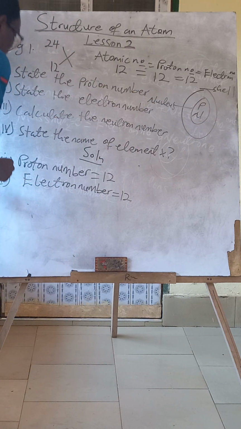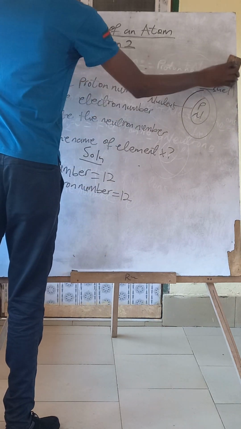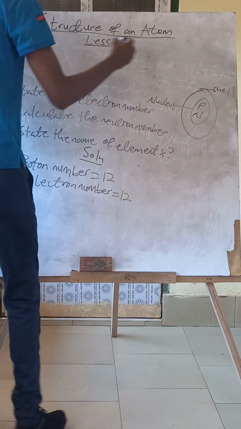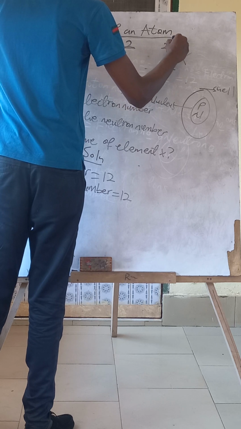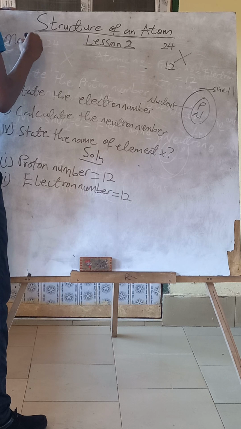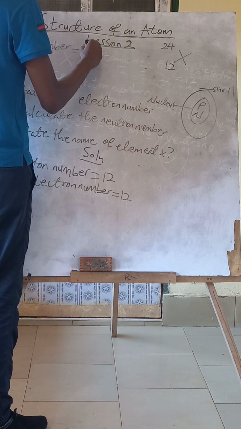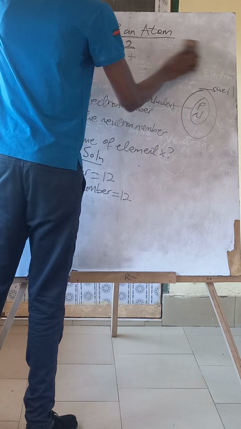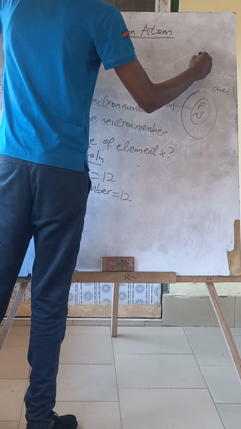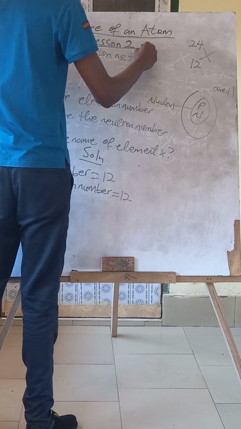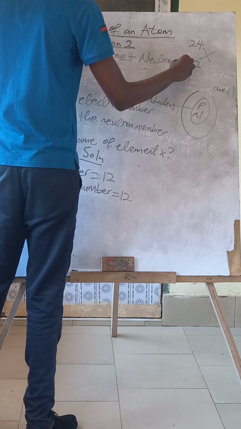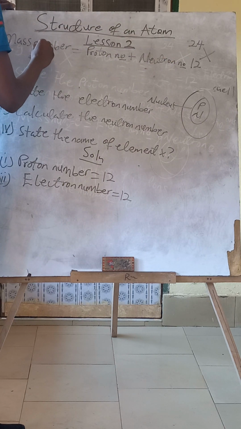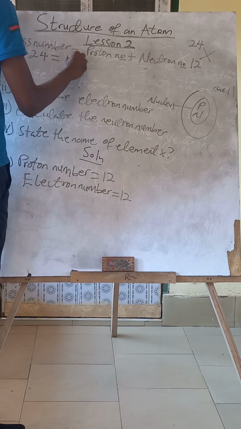I've said that the mass of an atom is determined by the protons and the neutrons. So mathematically, mass number equals the proton number plus the neutron number. It says calculate the neutron number. Your mass number is 24. So 24 equals the proton number, 12, plus your neutron number.